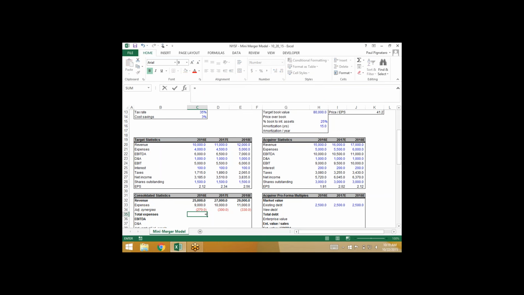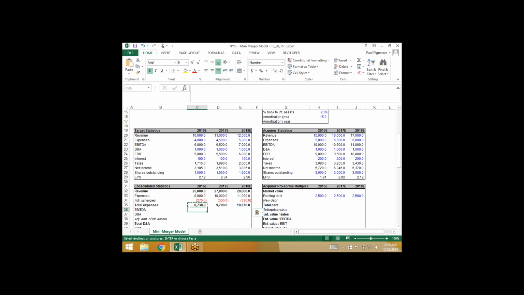And the total expenses then are the expenses plus the synergies. We've reduced our expenses by the cost savings. Yes. So sometimes, based off of the key assumptions, synergies can be off of purchase price or 3%.